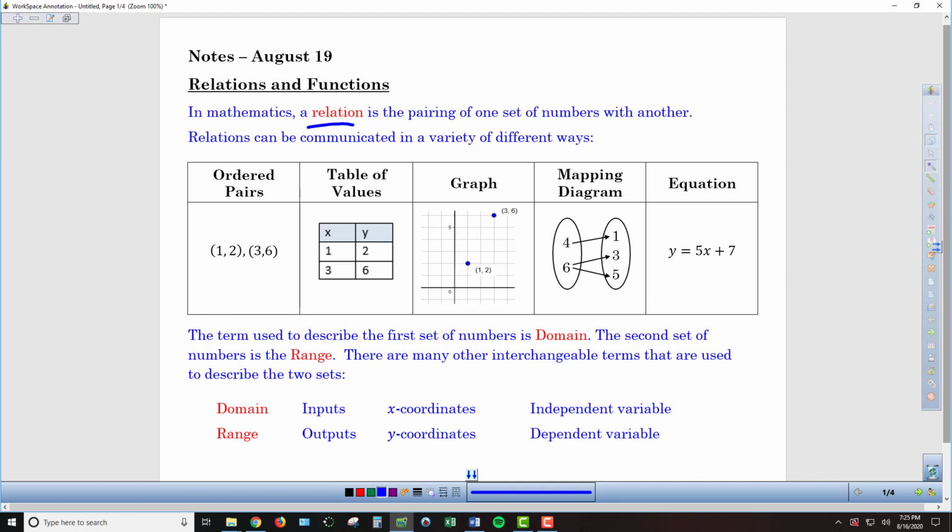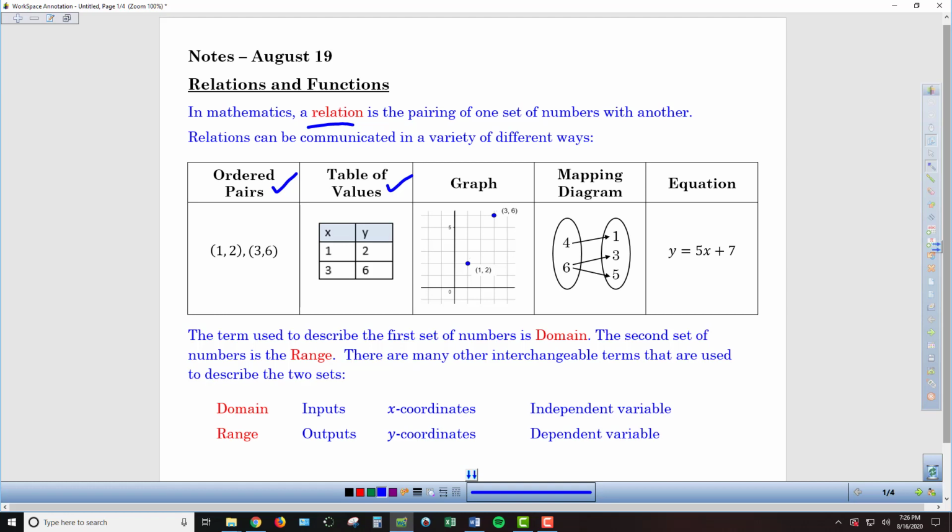And how we communicate how these groups of numbers are paired together, there's a variety of ways that we can do that. One is through just a list of ordered pairs, so kind of XY coordinates like we see here. So 1, comma 2, that means the number 1 is paired with the number 2, 3 is paired with 6. Another way that we can communicate that same set of information is in a table of values. So here we see 1 is paired with 2 again, 3 is paired with 6. So that's another way that we could do it.